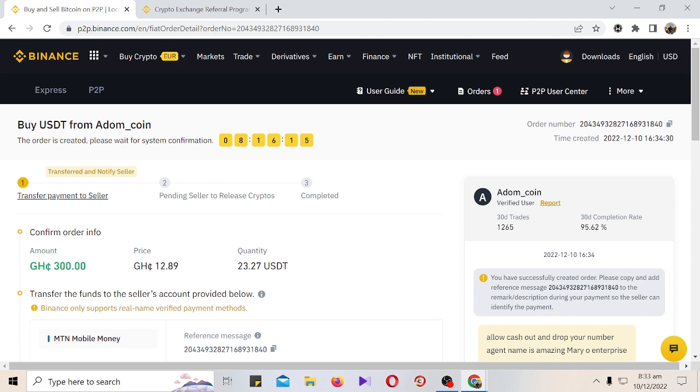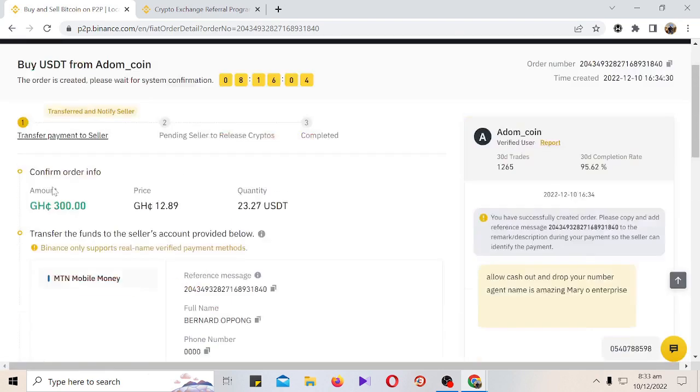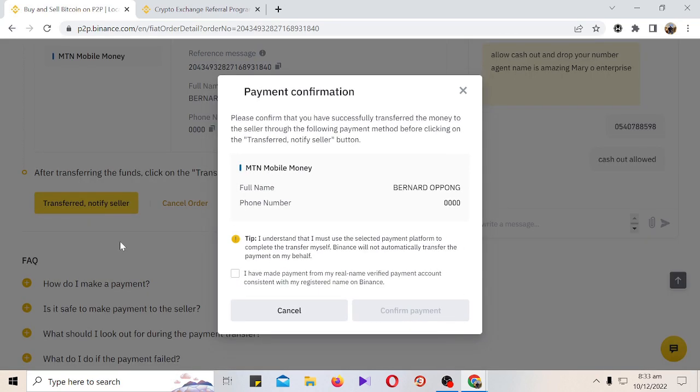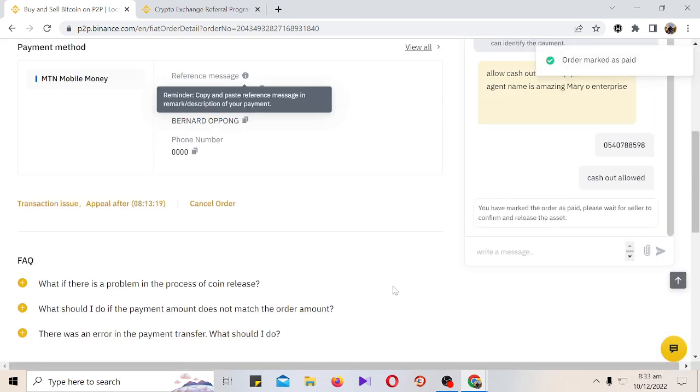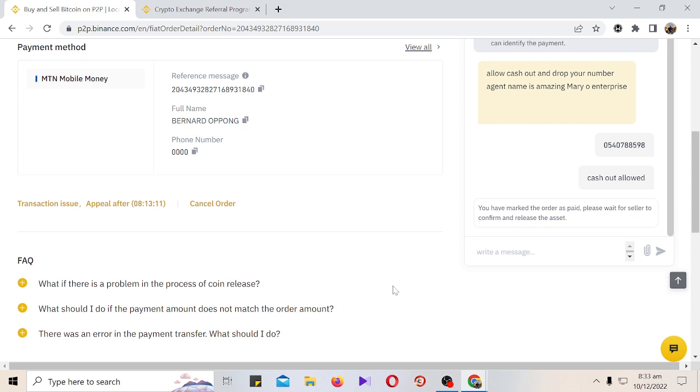I'm just going to allow the withdrawal of the money to him. So I've just sent 300 Ghana cedis. Once I do this, I'll click on transfer, notify seller. Then I just say I have made payment, my real name verified. So let's confirm transfer, notify seller. We have just paid the guy, so let's wait for him to release the crypto for us.